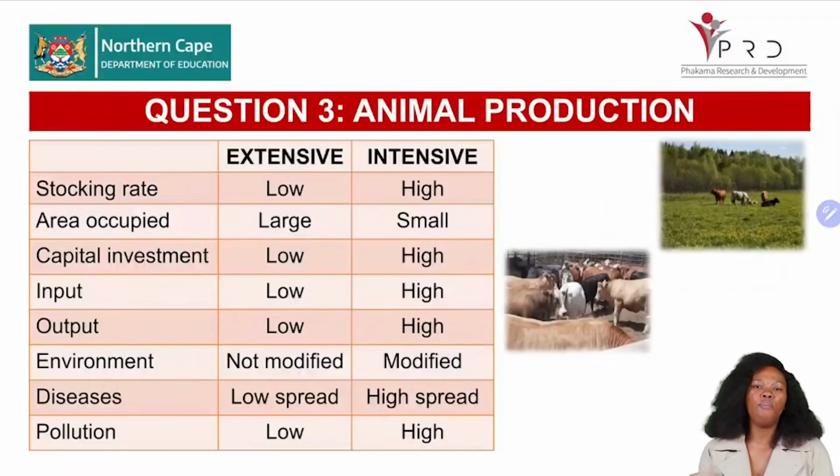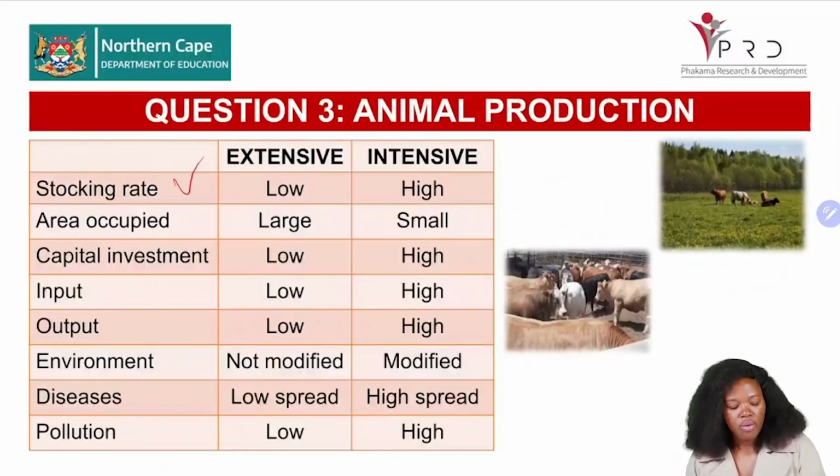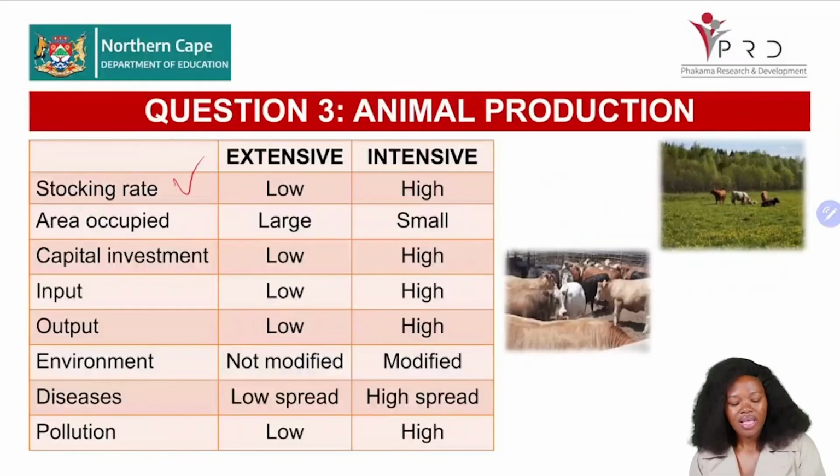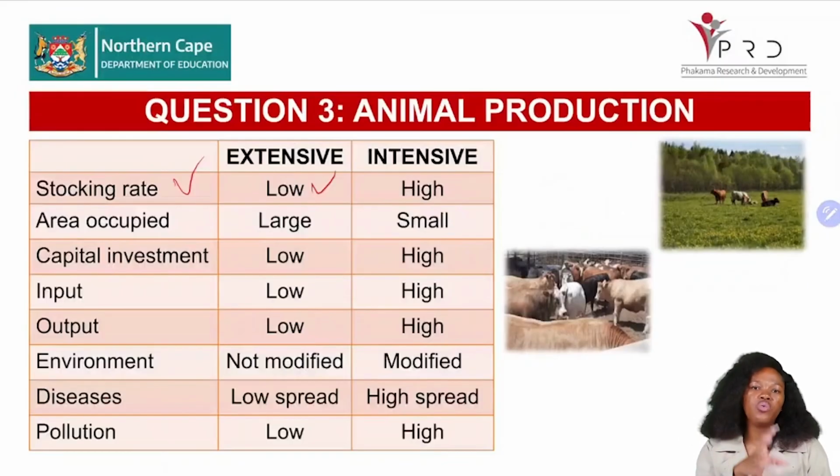Now, let us compare these production systems based on the following topics. When raising farm animals, firstly, under the stocking rate, the stocking rate is not the same. Stocking rate is the number of farm animals in a particular or specific area. Under the extensive production system, the stocking rate will be low. We are dealing with a few farm animals in a large area.